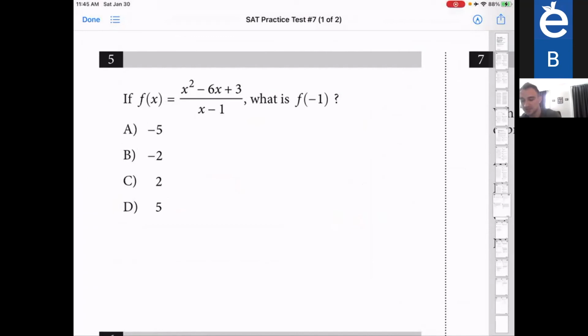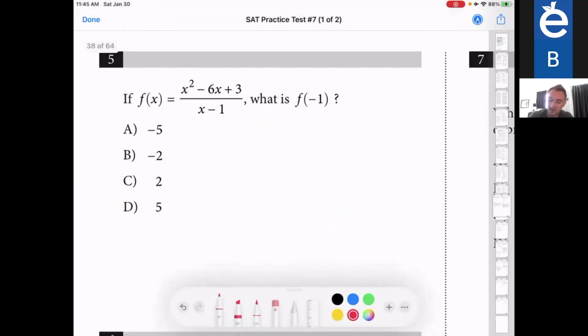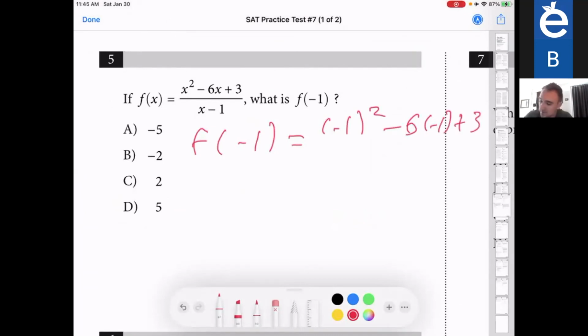If f of x is equal to x squared minus 6x plus 3 over x minus 1, what is f of negative 1? Pretty straightforward. We just need to plug in negative 1 for our x terms here. So f of negative 1 is negative 1 squared minus 6 times negative 1 plus 3 over x minus 1, so negative 1 minus 1.